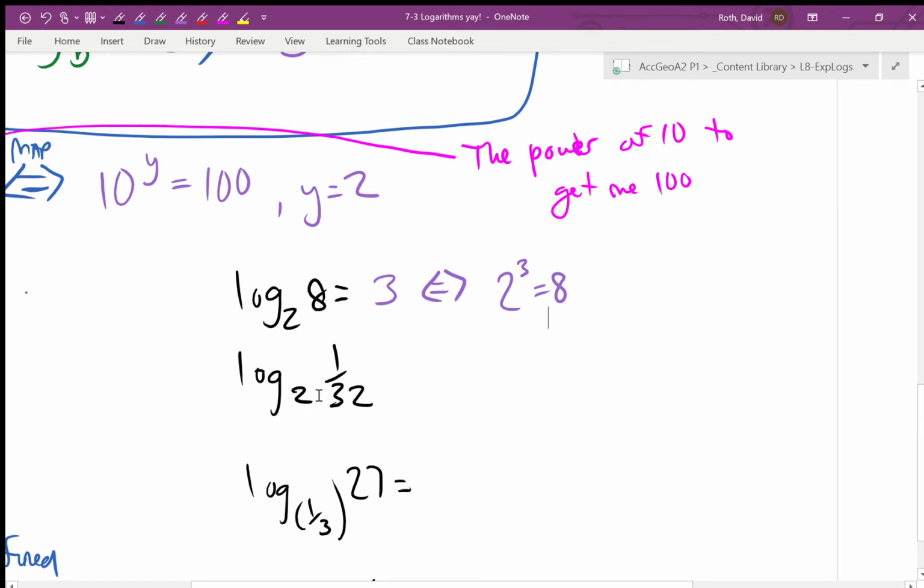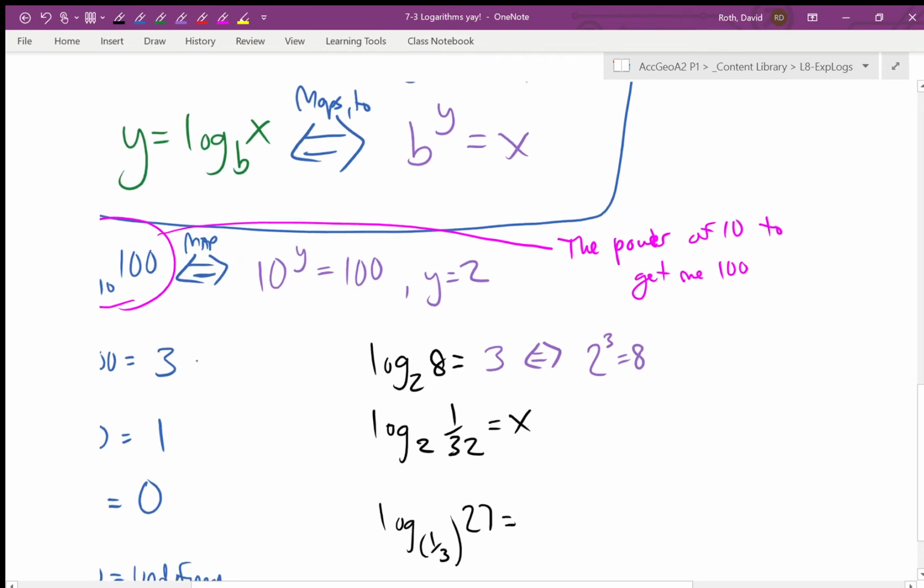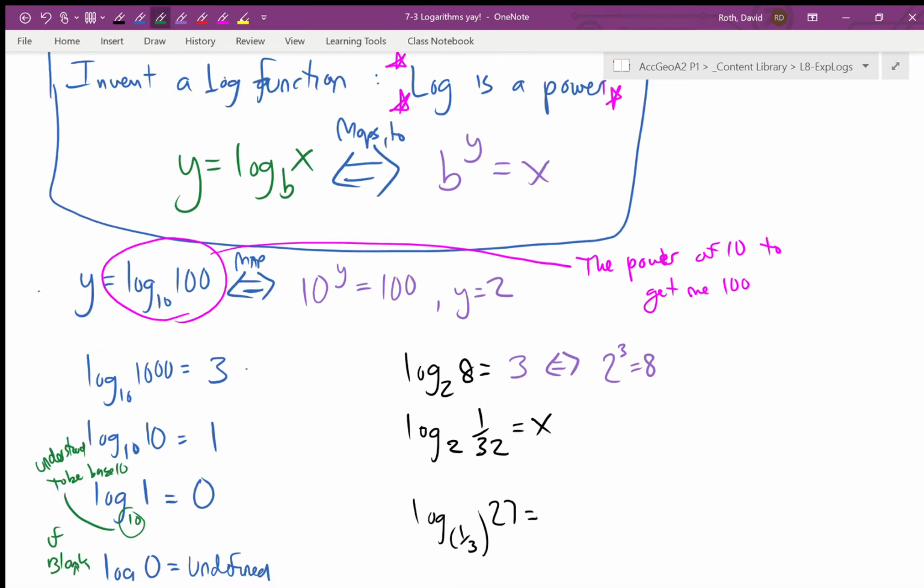2 to what power is 1 over 32? Well, it's hard to map this without having an x over here, but let's just say my answer is going to be x. And let's do the mapping we had just up above. By looking at the map, I've got my logarithm function over here. Remember, this b to the y power is x. So 2 to the x power equals 1 over 32.